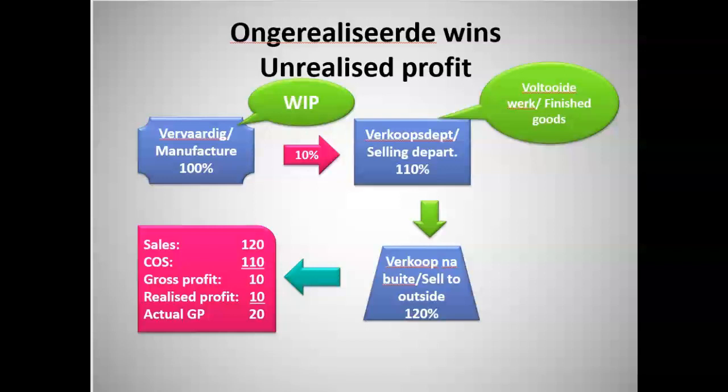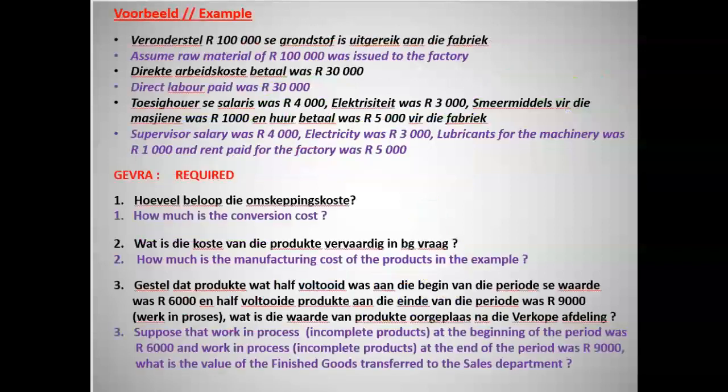Good. Now let me show you how it works in practice. Let's do a few exercises first. Let's assume that raw material of 100,000 Rand was issued to the factory. Direct labor paid was 30,000. The supervisor's salary was 4,000. Electricity was 3,000. Lubricants for the machinery was 1,000. And rent paid for the factory was 5,000. Let's do number 2 first. How much is the manufacturing cost of the products in the example?